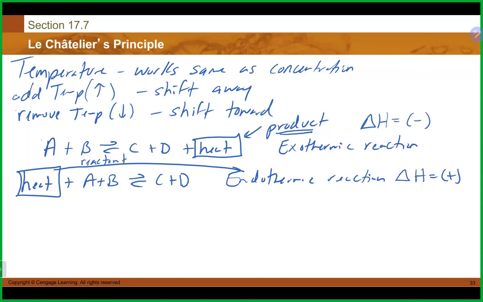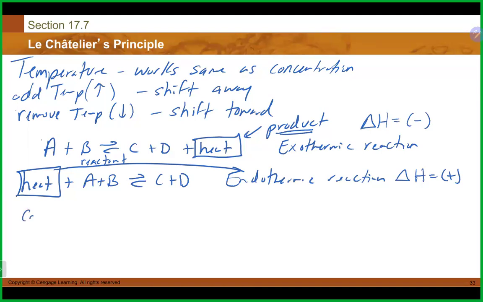So it'll go towards the reactant side. If you have an exothermic reaction and you lower the temperature, put everybody on ice, it will be like removing that heat on the product side, and it will come towards it. So again, it works basically the same as concentration. The thing you have to determine in terms of temperature is what type of reaction you're dealing with, exothermic or endothermic. Any questions on that there?